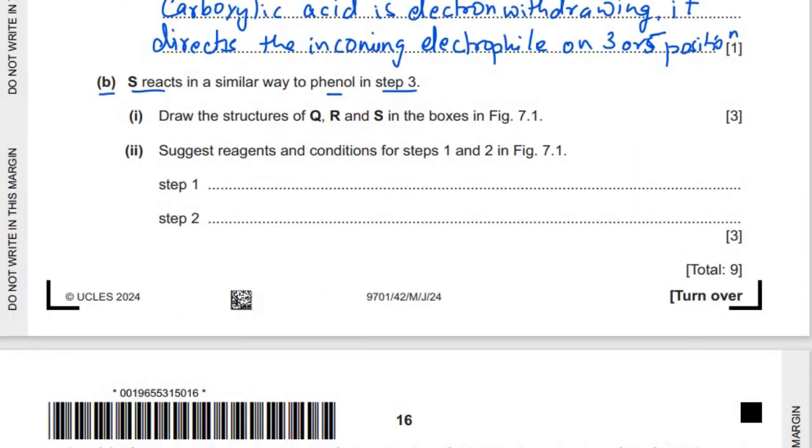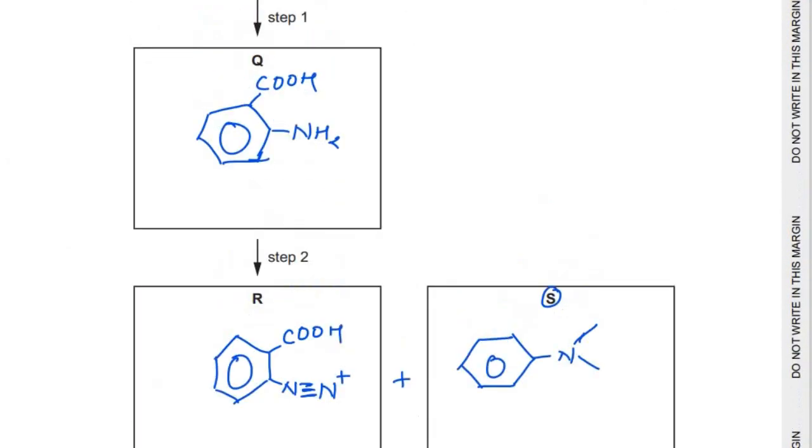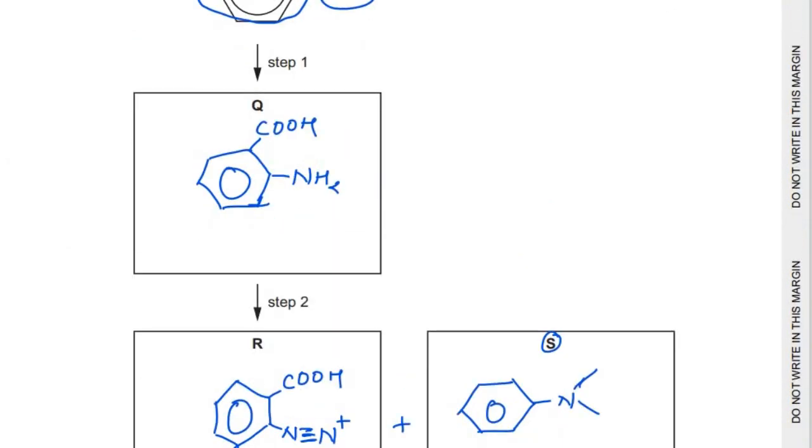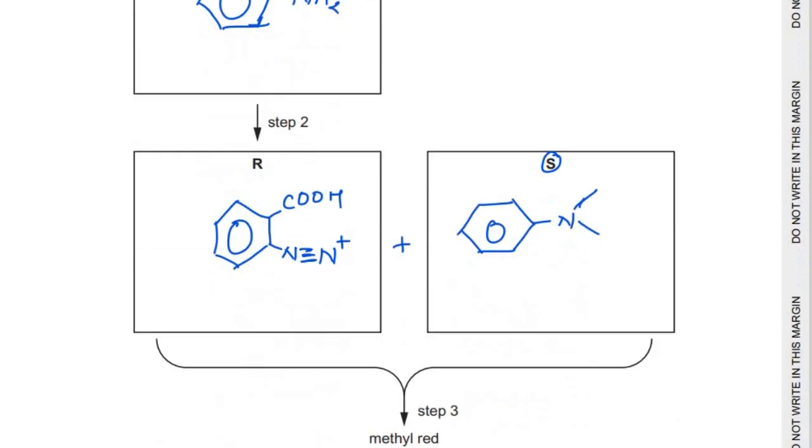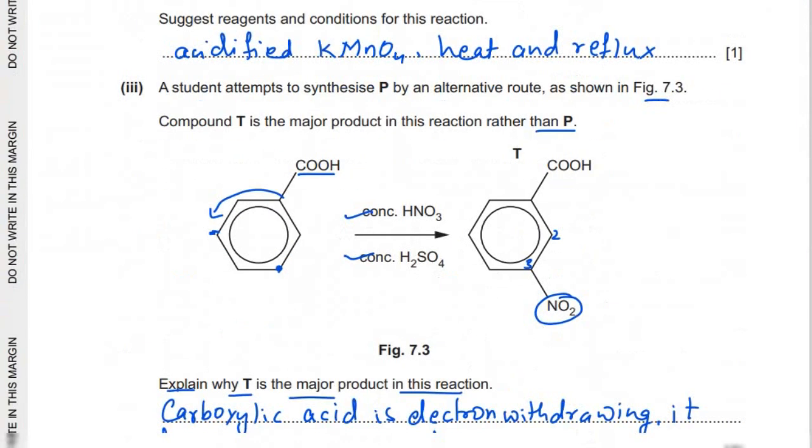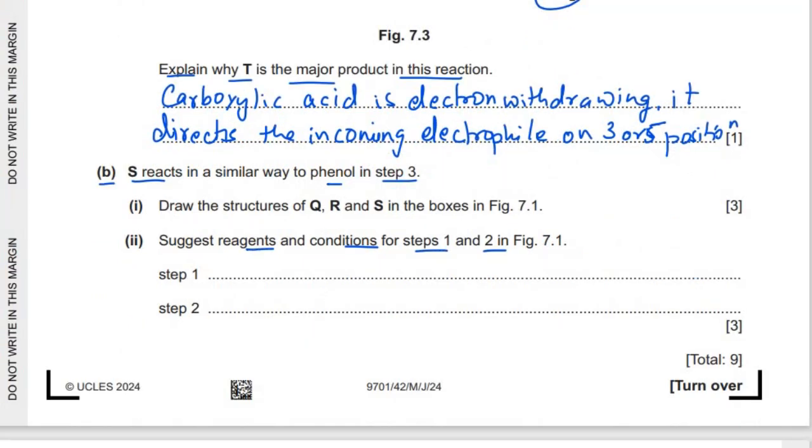Suggest the reagents and conditions for step 1 and 2 in the figure 7.1. Now what is step 1? We have changed the nitro group to amine group, that is phenylamine. And then we are forming a diazo group in the step 2. So what are the reagents needed for step 1 and step 2? For the first, we are actually reducing the nitro group to amine group.